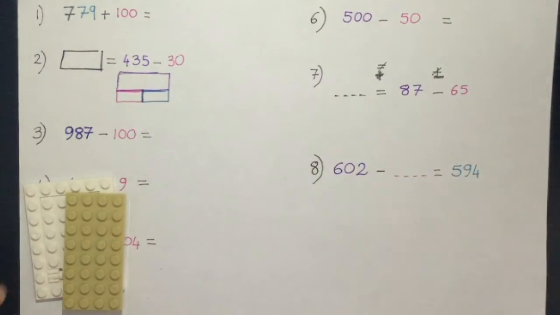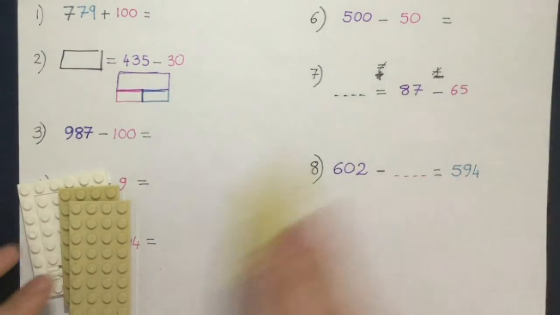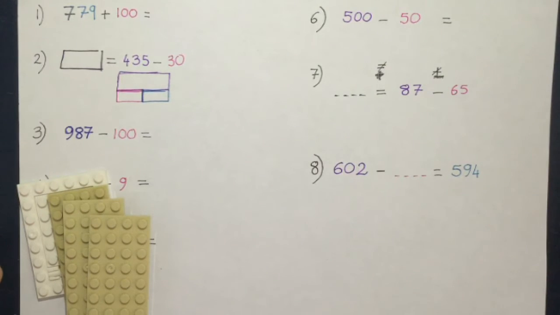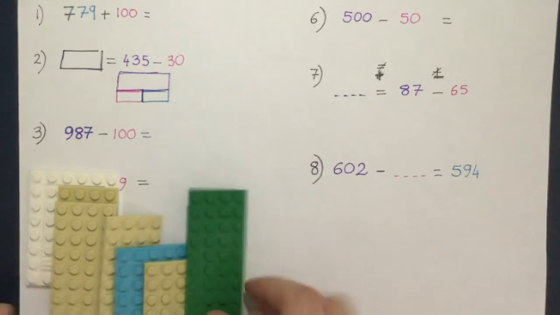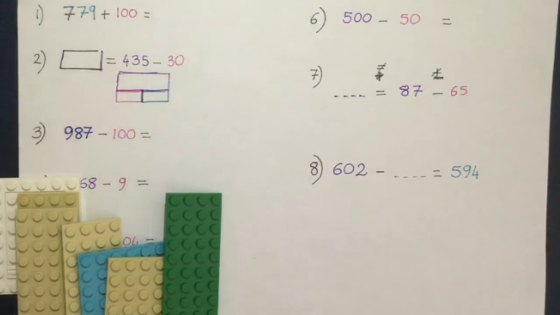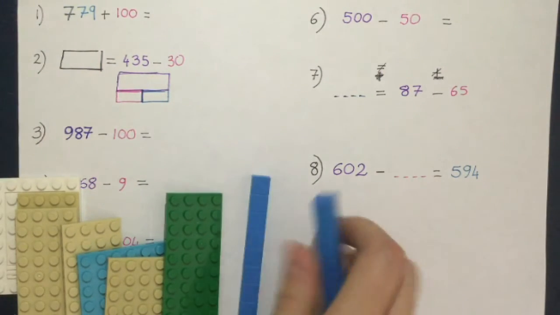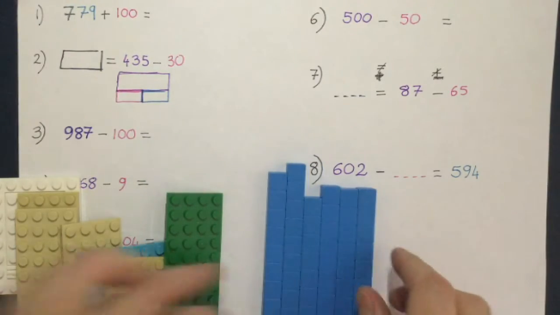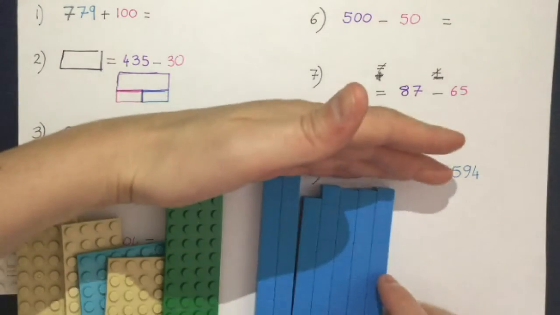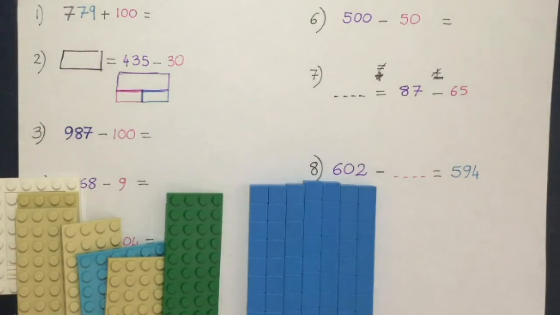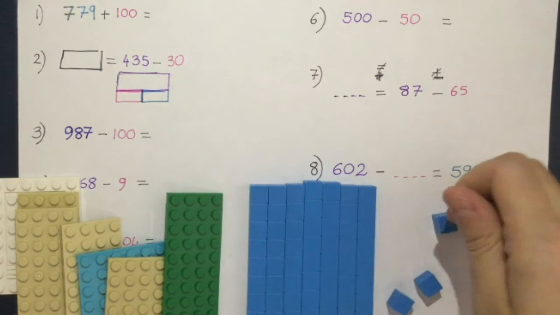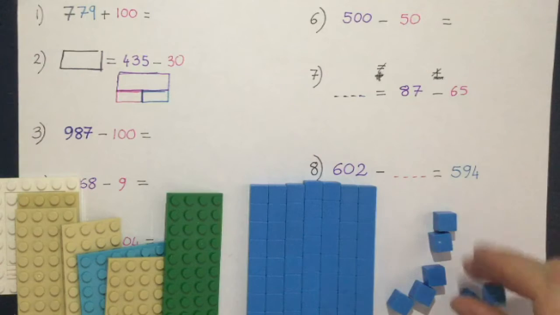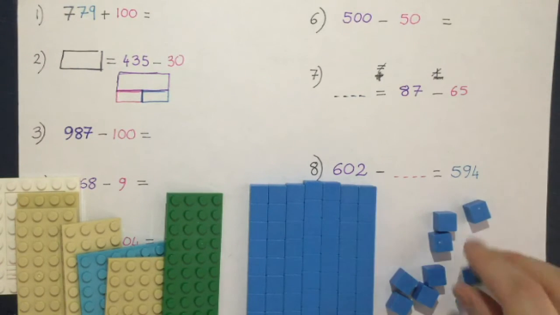100, 200, 300, 400, 5, 6, 700, then 70, that's 7 tens, 1, 2, 3, 4, 5, 6, 7 tens, and 9 ones. 1, 2, 3, 4, 5, 6, 7, 8, 9.